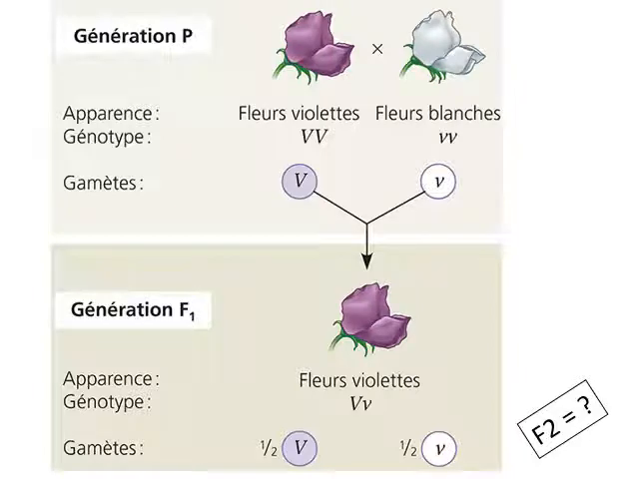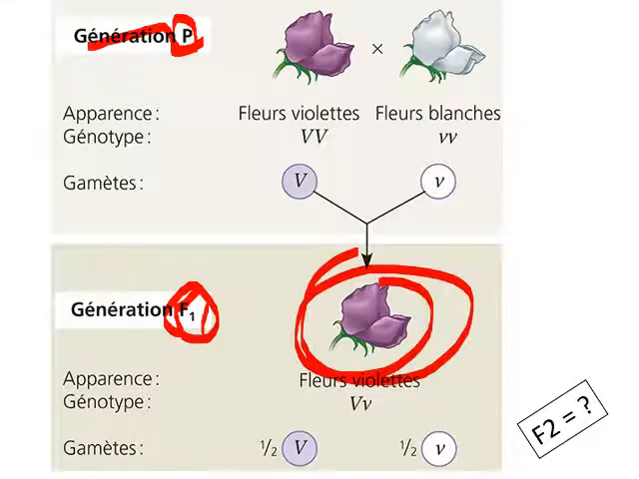Another notation you need to know is generation F. It's the first generation from the parents. Generation P is parent. Generation F1 is the first generation. In this case, parents that were true breeding to either purple or white produced purple flowers. What percentage of the offspring are purple? 100% are purple. They have a big V and little v for their alleles.